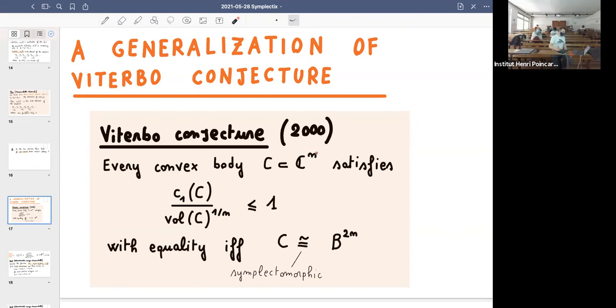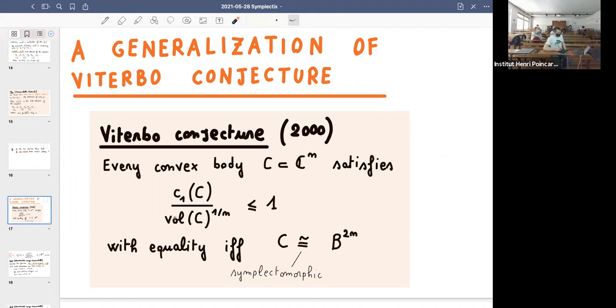The Viterbo conjecture, which goes back to around the year 2000, says that every convex body C in CN has systolic ratio bounded from above by 1, with equality if and only if the convex body is symplectomorphic to a round ball of the same volume.